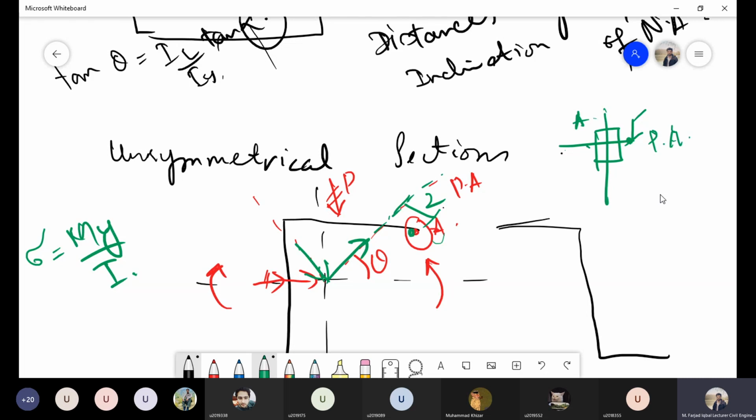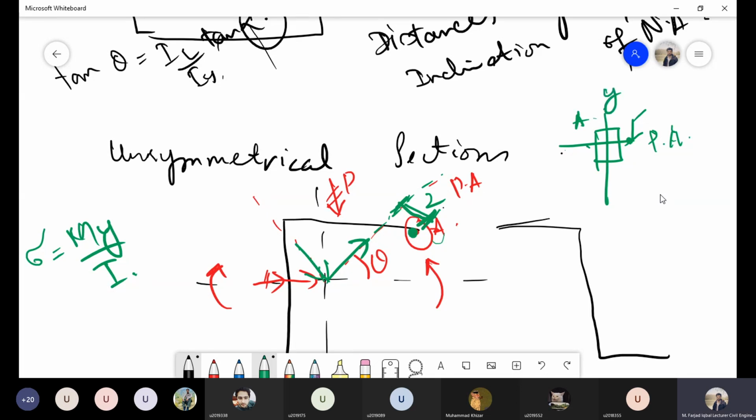Now, in this case, when we have an unsymmetrical section, obviously this is my principal axis. In this particular case, if this is point A, then I have to take the perpendicular distance from my principal axis to point A. And similarly, if I have to take the y distance, I will again consider the same thing.